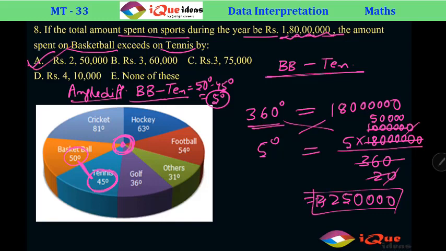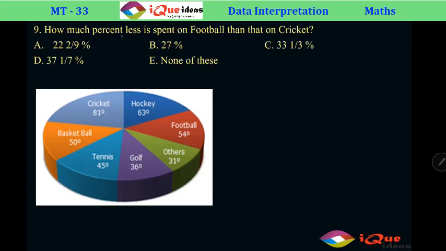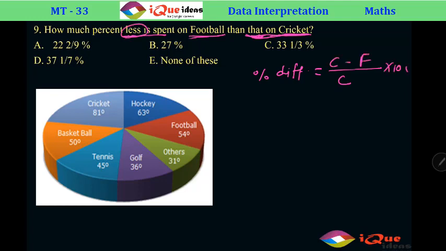Alright. Now let's take up the next question, the last one of this. This again is a direct question. It says, how much percentage less is spent on football than on cricket? So it is similar to the previous ones. The percentage difference is with respect to cricket, so cricket will come in the denominator, and less means the difference will come in the numerator, the difference of cricket and football. And you can directly use the angles as we have done in the previous question also.